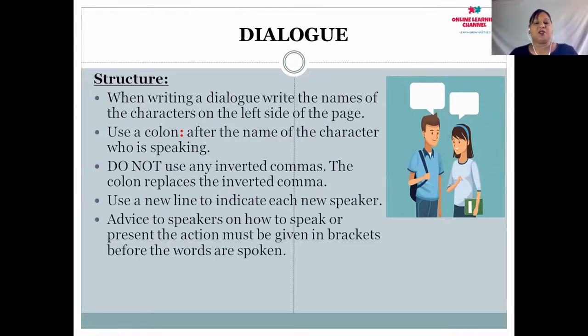Advice to the speakers on how to speak, or the present action, must be put in brackets before the words are spoken. So you'd have the speaker's name, colon, and then maybe the speaker needs to speak softly or in a timid tone. So you put that in brackets as the description of how to relay that line, in a timid and quieter tone. You will sketch a scenario before you start writing. A scenario is the setting where this dialogue is taking place.